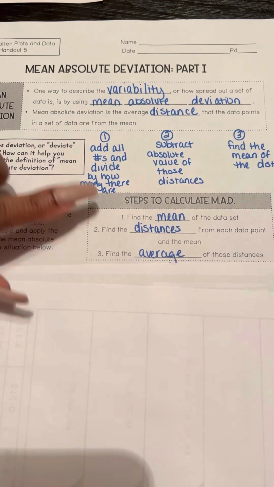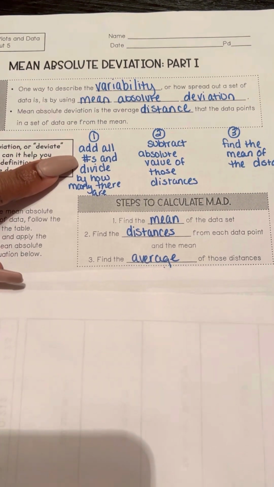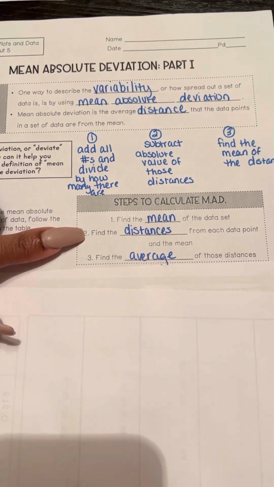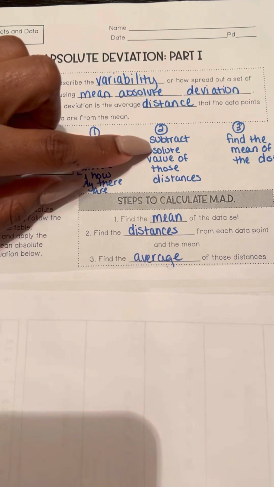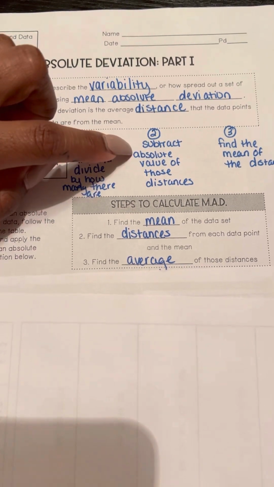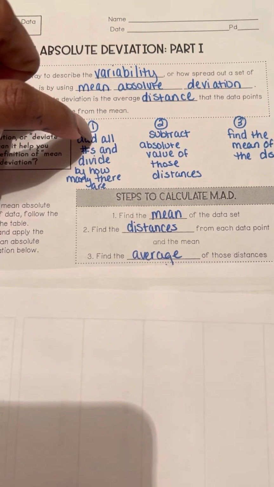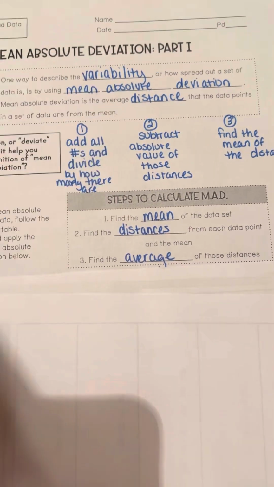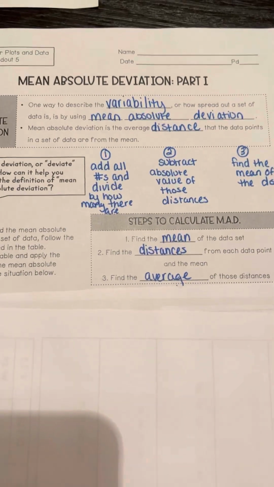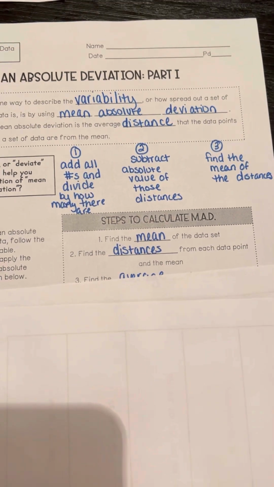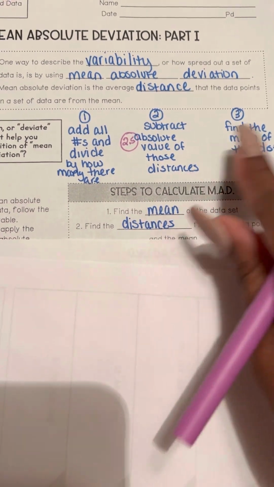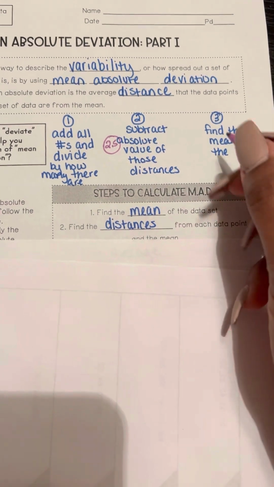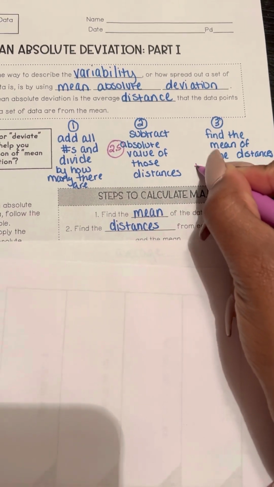One says find the mean of the data. That means you're going to add all the numbers up and divide by how many there are. Number two says find the distances from each data point to the mean. So whatever you get as your average here, you're going to subtract the number that you have from the mean that you calculated, and then you're going to get the absolute value of those distances. That's like step 2.5. And then you're going to find the mean of the distances. So right here, before you move on to step 3, and I'll show you what that means, you're going to find the absolute value of those distances and then find the mean of all of the values from step 2.5.